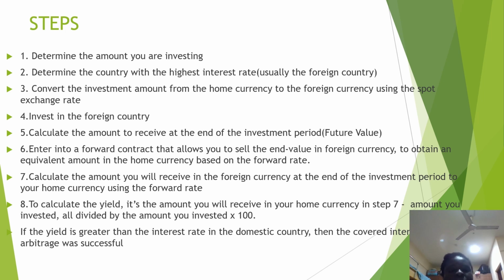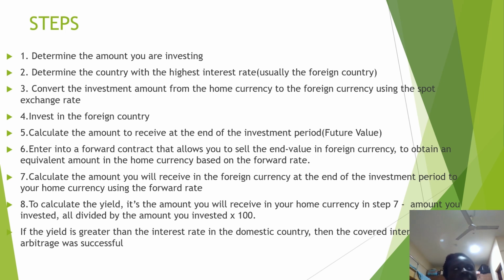So you determine the amount you're investing and determine the country with the highest interest rate. Is it your country? It's usually the foreign country, because if your country's rate is higher, you wouldn't want to go and invest in other countries at a rate which is lower than your own. Probably the return might become low, but there can be cases where if you can engage in this arbitrage and you make profits, why not? But rarely would you find your own home country being higher than another country and you engaging in the arbitrage.